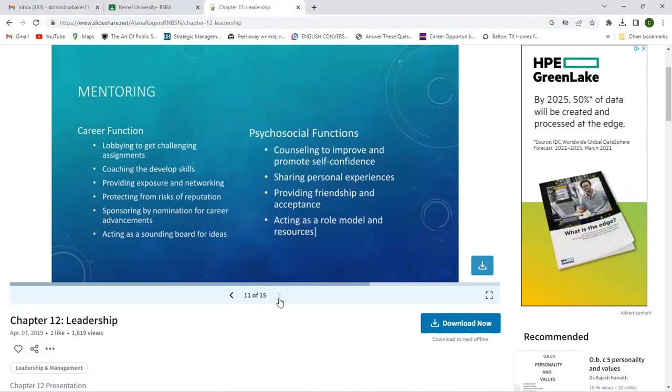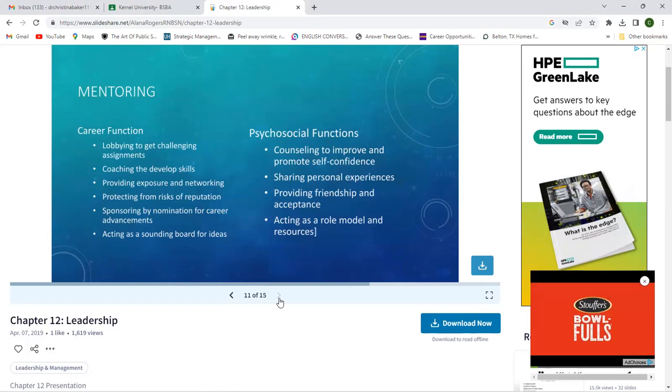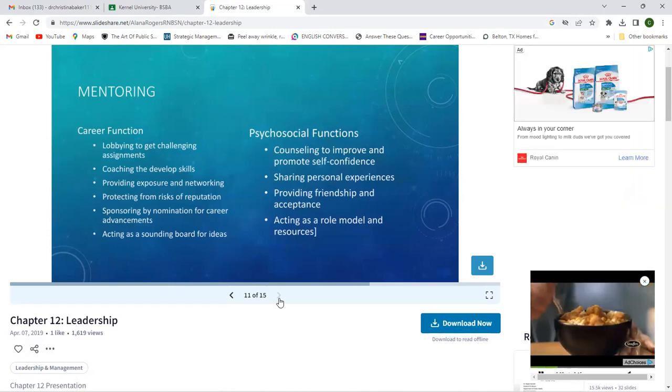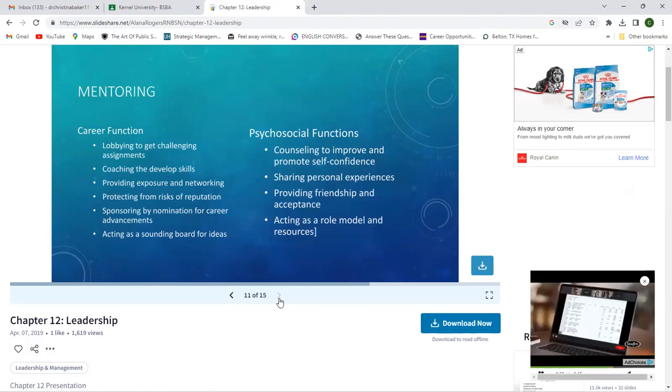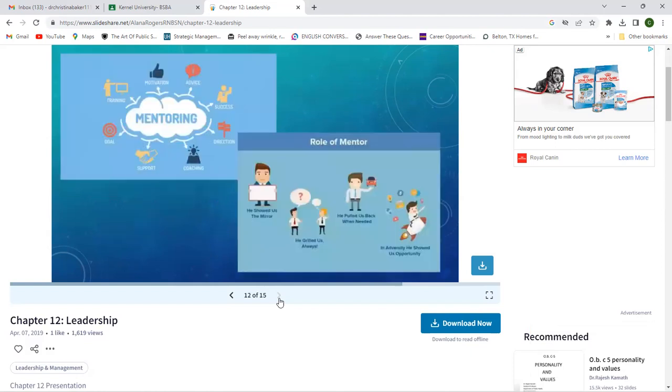Mentoring, career functions: lobbying to get challenging assignments, coaching, developing skills, providing exposure and networking, protecting against risk to reputation, sponsoring a nomination for career advancement, and acting as a sounding board for ideas. Psychosocial functions: counseling to improve and promote self-confidence, sharing personal experiences, providing friendship and acceptance, and acting as a role model and resource. Mentoring here means training, motivation, advancement, success, direction, coaching, support, and goals.